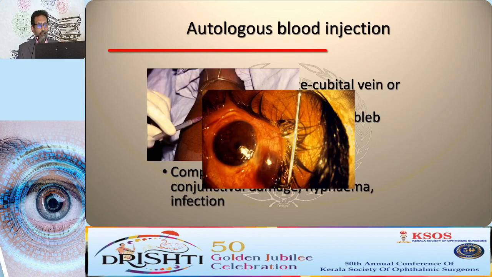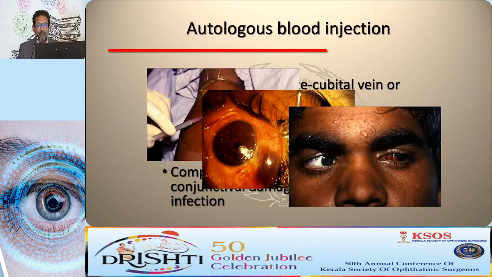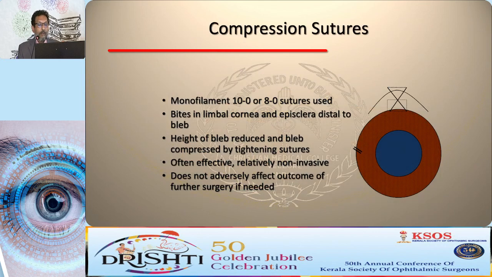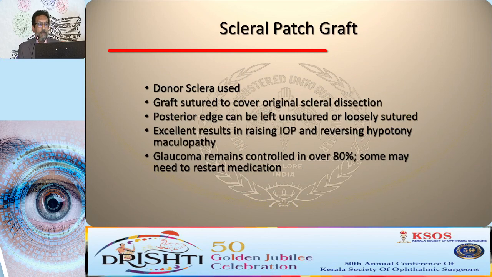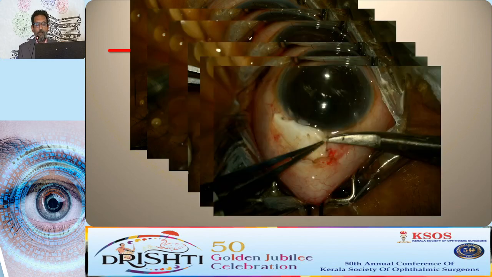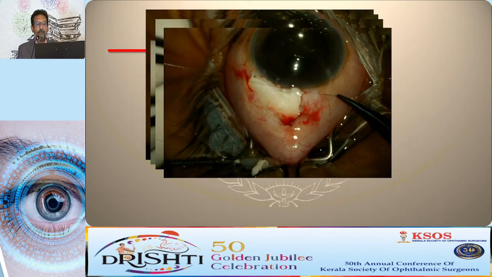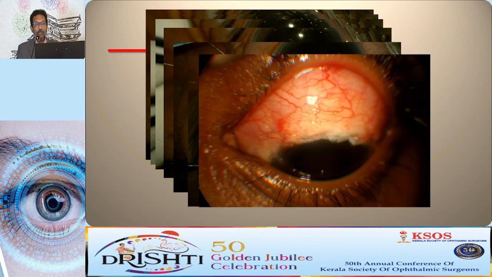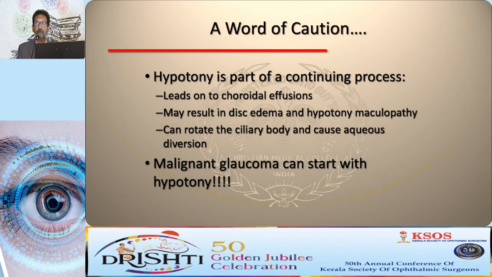So this is the technique of autologous blood injection. I'm going fast. It looks ghastly and it doesn't always work. In fact, it works about 50% of the time or less, but it's a very, very innocuous intervention, and I don't hesitate to use it. Compression sutures, this illustrates the compression, and they work very well. The scleral patch graft uses donor sclera. I've just got a series of photographs to show you how the scleral patch graft is done. It's important to suture at the limbus and also to put a conjunctival matrix suture.